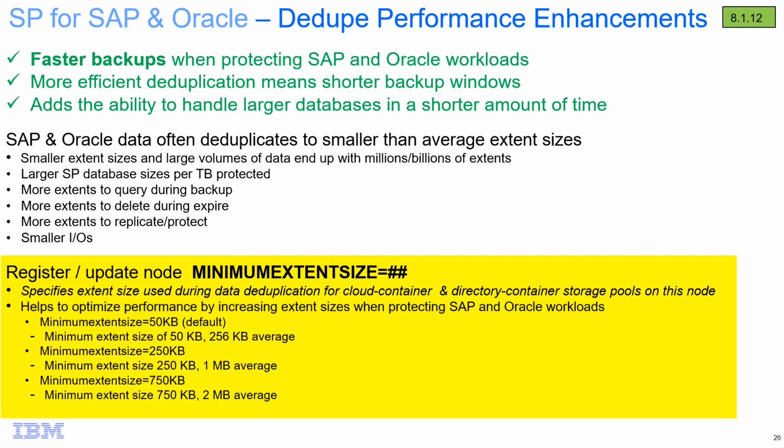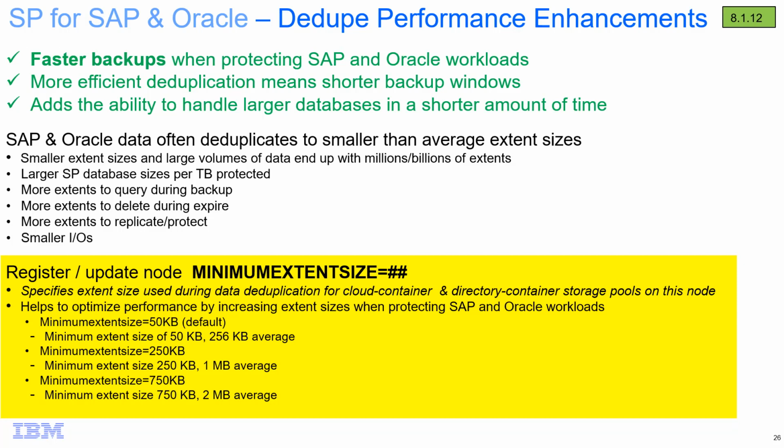So you'll either need to register your new nodes and set this minimum extent size, or you'll need to update existing nodes and add in this minimum extent size. And this minimum extent size is going to specify the extent size to use during our data deduplication for the cloud and directory container storage pools for that specific node. You will not use this for all SAP and Oracle backups, and I'm going to show you how to determine if you want to use it.